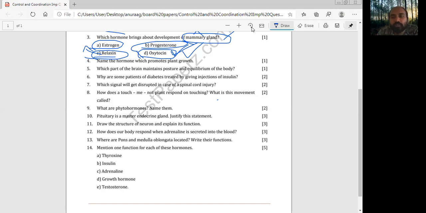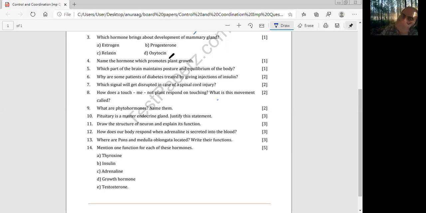Name the hormone which promotes plant growth. You know many hormones which I told you already: auxin, IAA, IBA, that is indole acetic acid, indole butyric acid. You can just say auxin, or cytokinins. These are the hormones which promote plant growth. Okay, easy. Moving on to the next question.